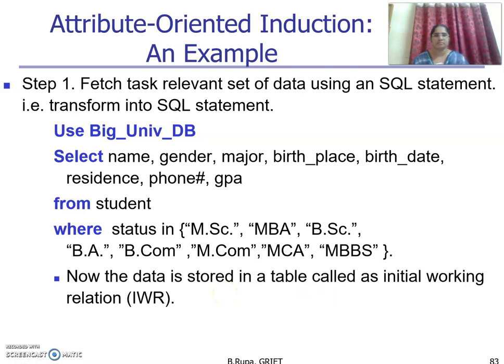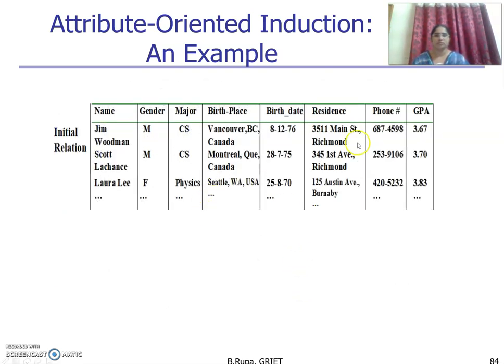The first step is completed. We retrieved the task-relevant data and created a table called the initial working relation. This is the output of the first step. The initial working relation contains all the attributes: name, gender, major, birthplace, birth date, up to GPA.